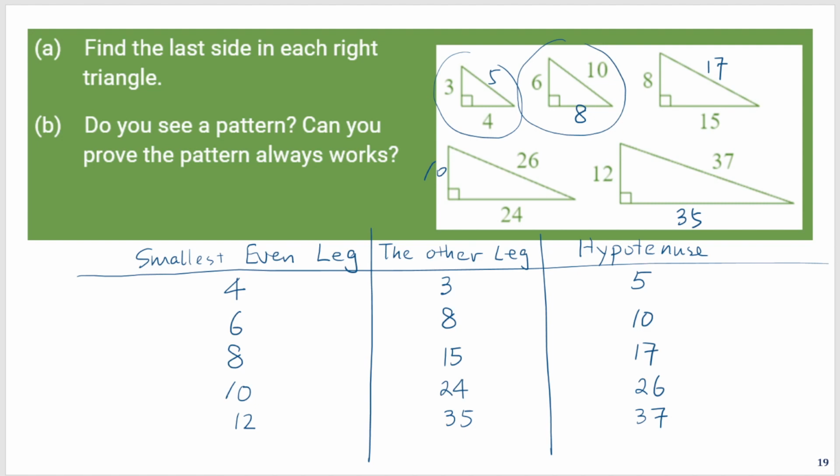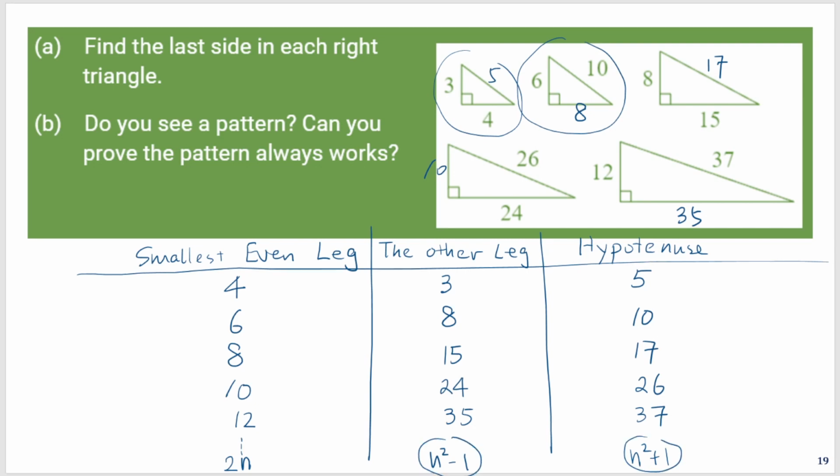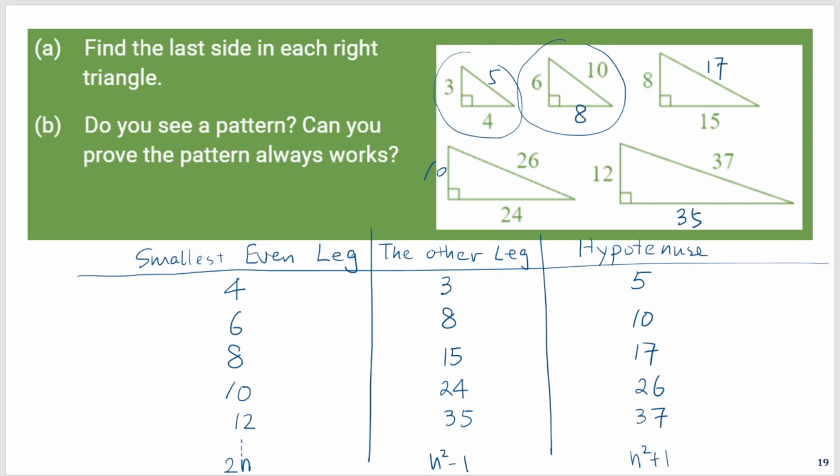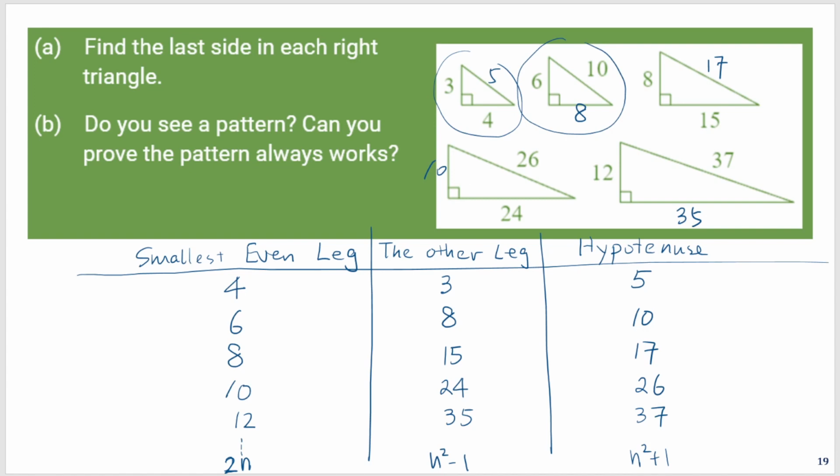You can think of this question like this, and actually we can summarize this. If you have 2n, then the other leg can be written as n squared minus 1, right? And the hypotenuse can be expressed as n squared plus 1. So that's why n squared minus 1 plus n squared plus 1 always equals 2n squared. Can you see the pattern here? So basically, if you can express one leg using 2n, then we immediately know the other leg must be n squared minus 1, and the hypotenuse is n squared plus 1, right?